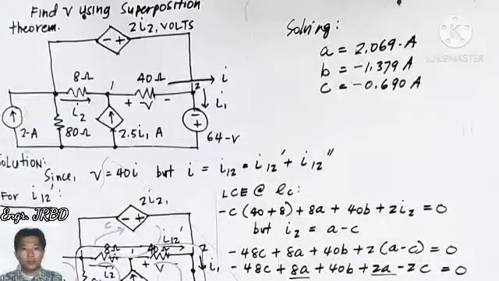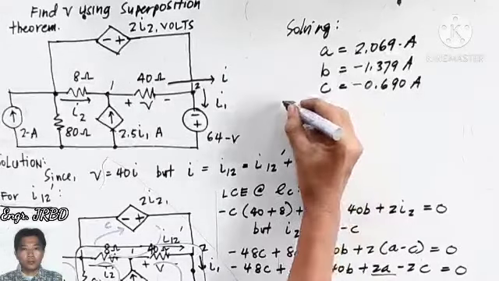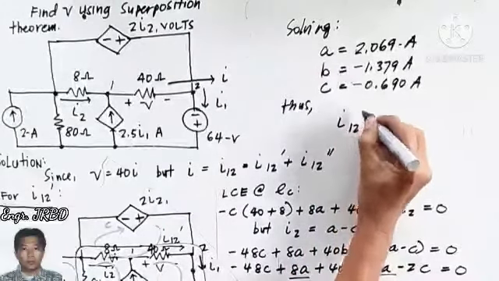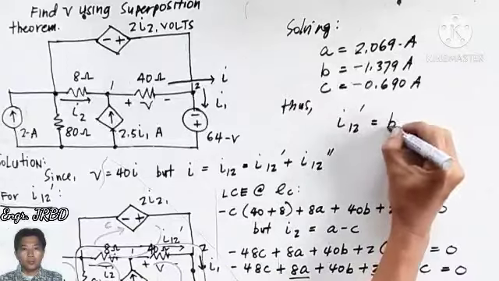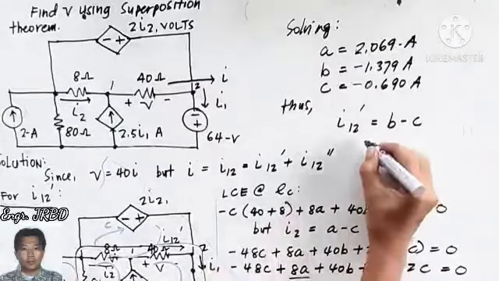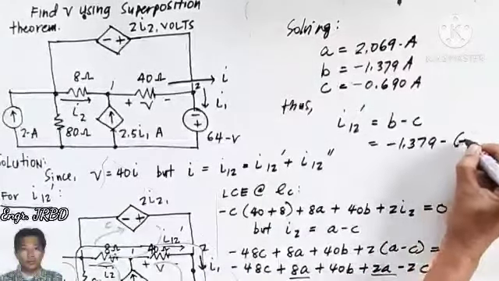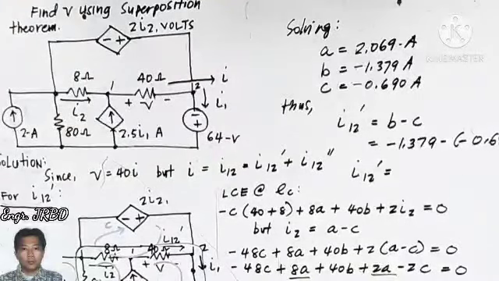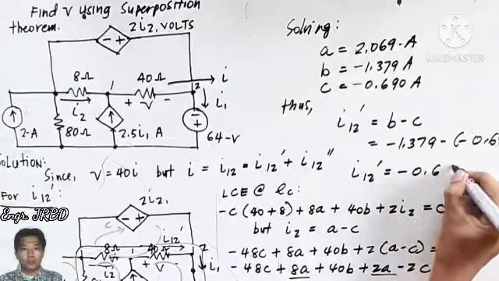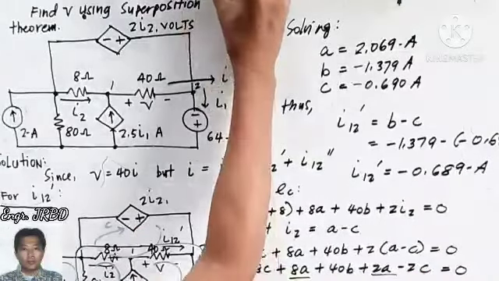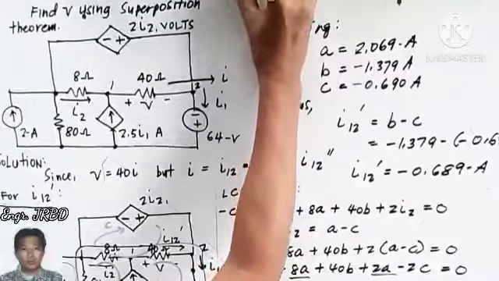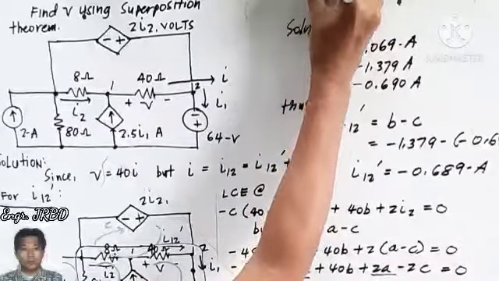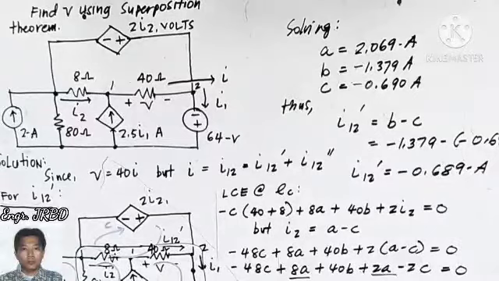And we are now ready to obtain your I12. So your I12 prime is the difference between B and C. B minus C. Okay? So your B is negative 1.379 minus negative 0.690. So your I12 prime is negative 0.689 amperes. Okay? Sulat natin dito. Our I12 prime is negative 0.689 amperes. Okay? So we are now ready to proceed with the next part of our solution.